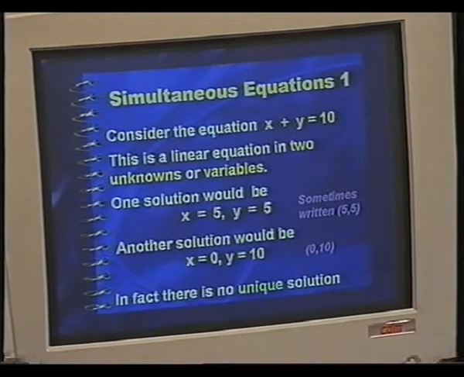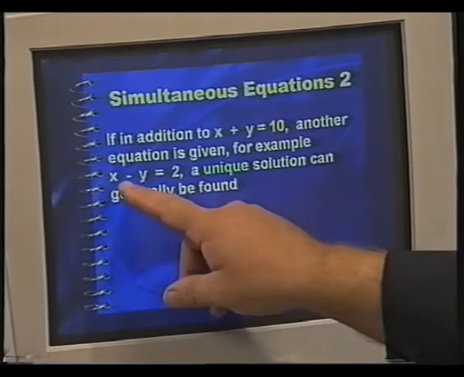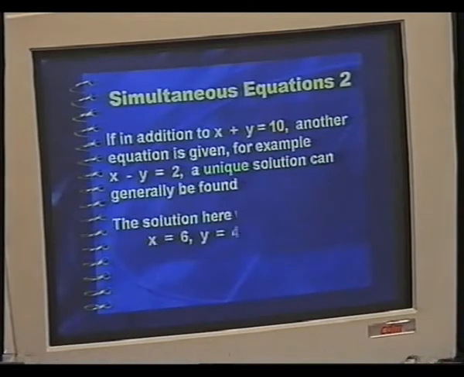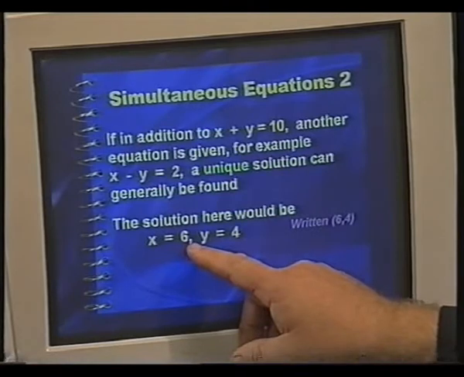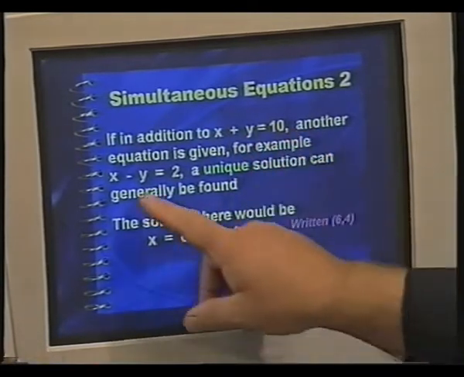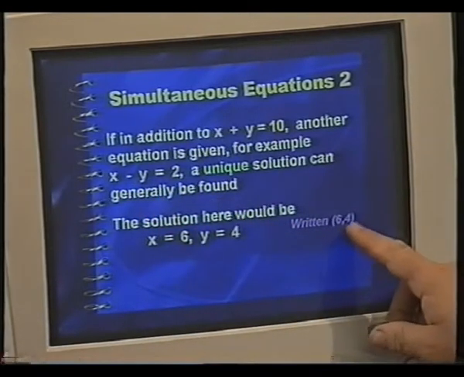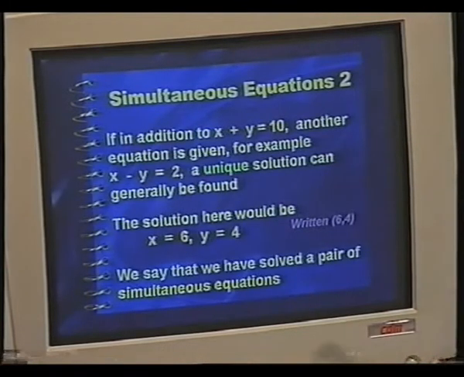However, if I now introduce another equation like this one, x minus y equals 2, there generally will be a unique solution. And in fact, in this case, the unique solution is x equals 6 and y equals 4. And you can check that in. 6 plus 4 is 10, and of course 6 minus 4 is equal to 2. And notice again the solution is written as an ordered pair. What we say is that we've solved a pair of simultaneous equations.